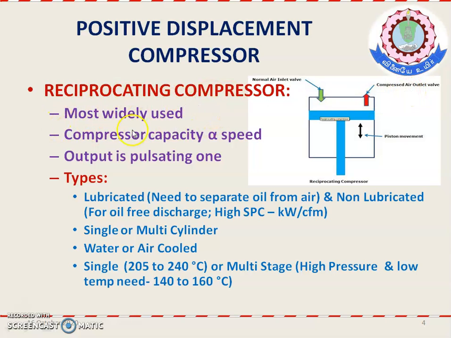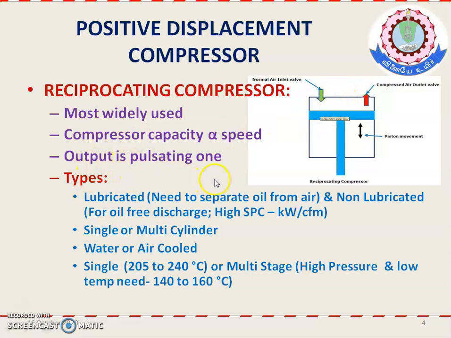And this is the most widely used compressor. Water pumps, in all the cases you have these compressors. In your refrigerators you have this type of compressor. In your air conditioning units you have this type of compressor, and there are so many applications. The compressor capacity is directly proportional to the speed of this piston movement, forward and backward. If there is a fast forward and backward movement, the compressor capacity will increase.